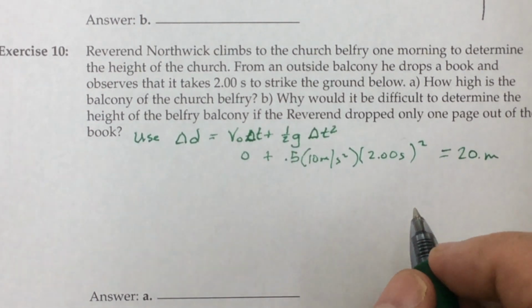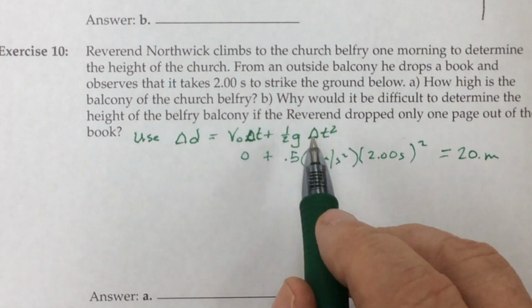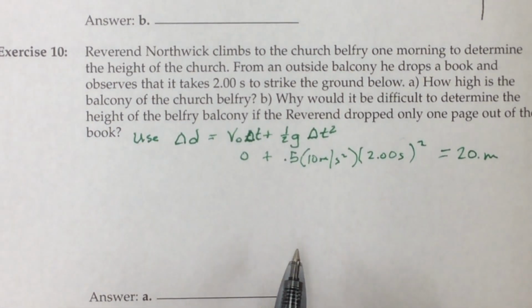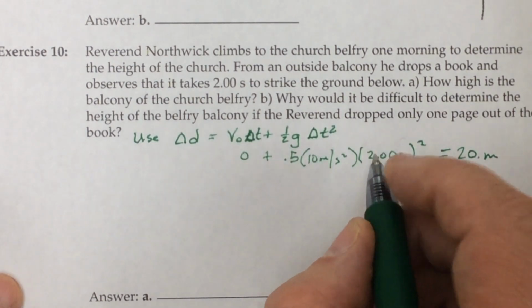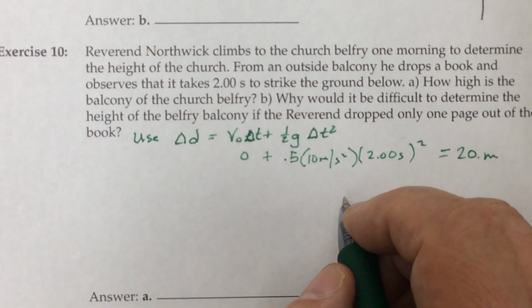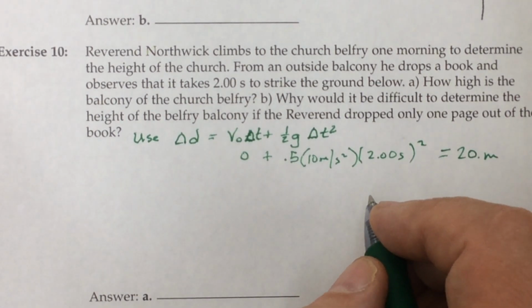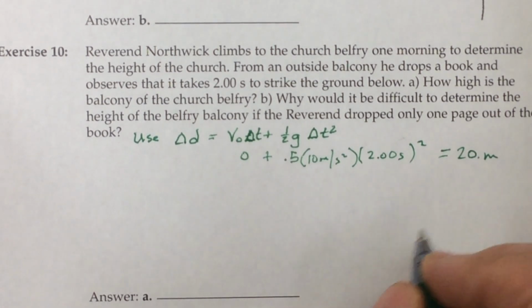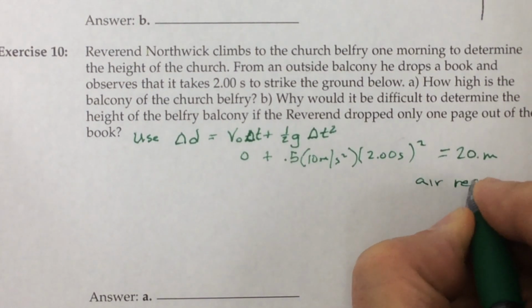Okay. The second question said, why would it be difficult to determine the height of the belfry if the Reverend dropped only one page of the book? Well, if you've ever dropped a page, you end up that the air is actually floating it just like a feather. So there's a lot of air resistance. A book doesn't have as much air resistance. It doesn't catch the air the same as a sheet of paper would, or a sheet or something like that that would be really easy to catch the wind. That's why you don't have your parachutes made out of books. All right, so my guess would be air resistance.